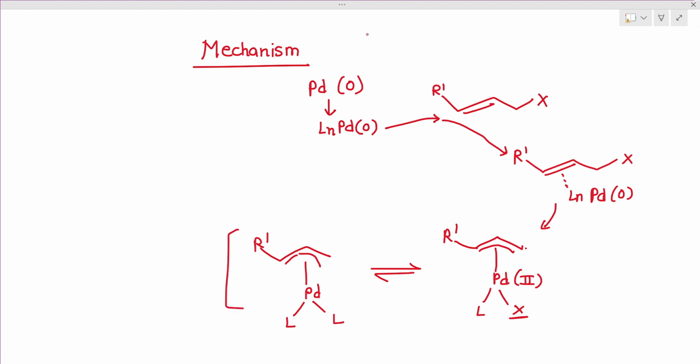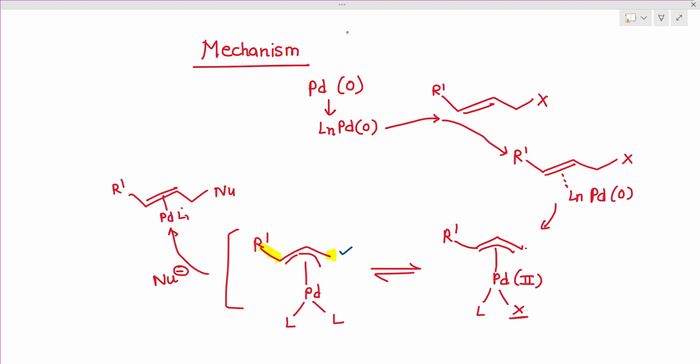Now this pi-allyl complex will react with the nucleophile. In this situation, the nucleophile can attack only from this position. But if there is no R group, then it can attack either from this position or from this position. In this case, however, there is steric hindrance, so it attacks from only this one position. So what we get here is our palladium complex.